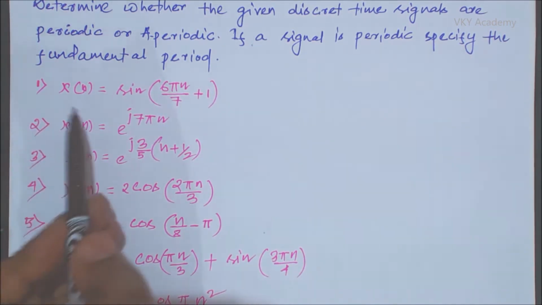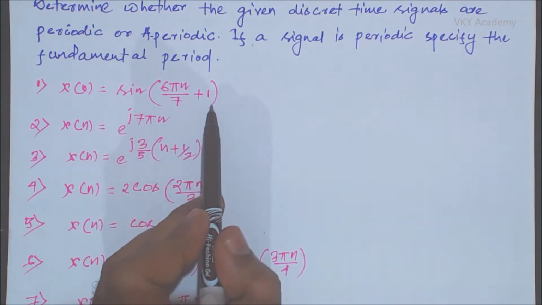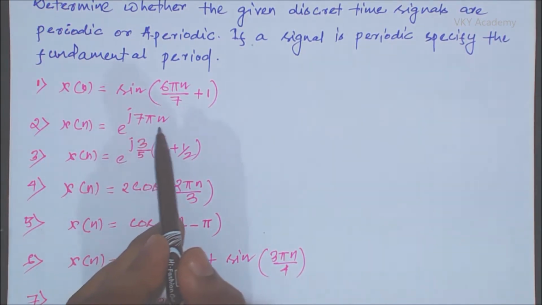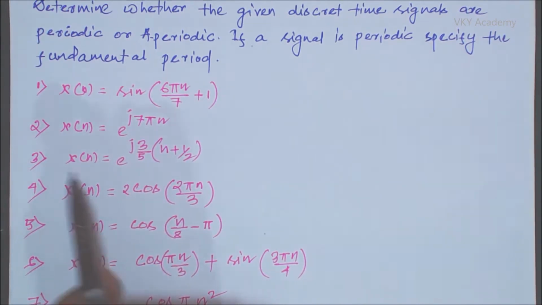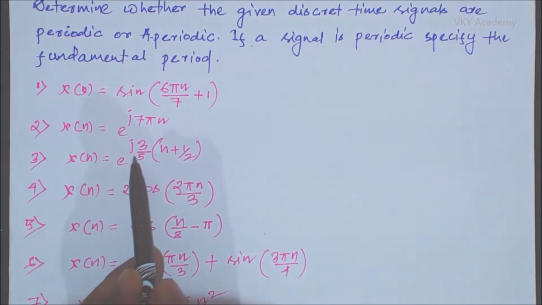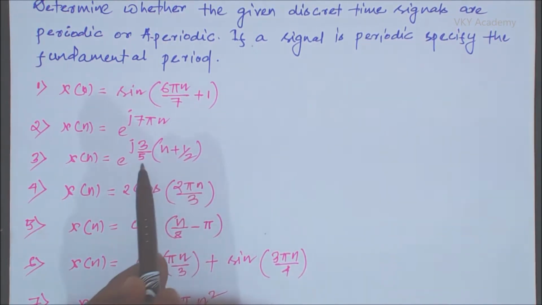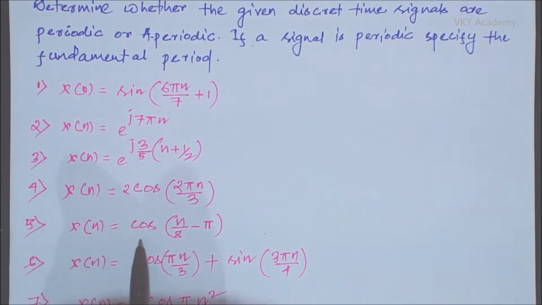The first question is x of n is equal to sine of 6 pi n divided by 7 plus 1. Question number 2 is x of n is equal to e to the power j 7 pi n, a complex exponential function. Third is x of n is equal to e to the power j (3 by 5) n plus 1 by 2, also a complex exponential function. Fourth is x of n is equal to 2 cos 2 pi n divided by 3, a cosine function. Then x of n is equal to cos of n by 8 minus pi.